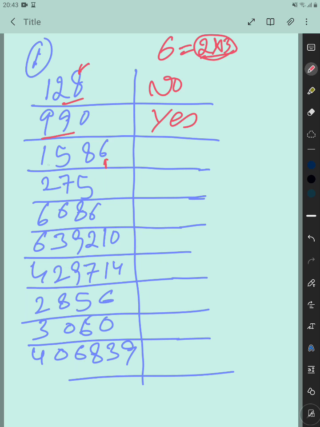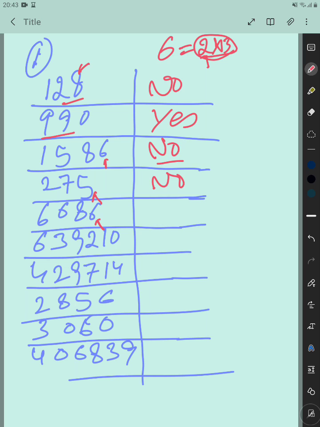Okay, 5 and 1 is 6, and then 6 and 8 is 14, 14 and 6 is 20. 20 is not divisible by 3, so it is not divisible by 6 also. Okay, if any one of 2 or 3 fails, then 6 will fail. Here it is an odd number, so it is not divisible by 2, therefore not by 6.